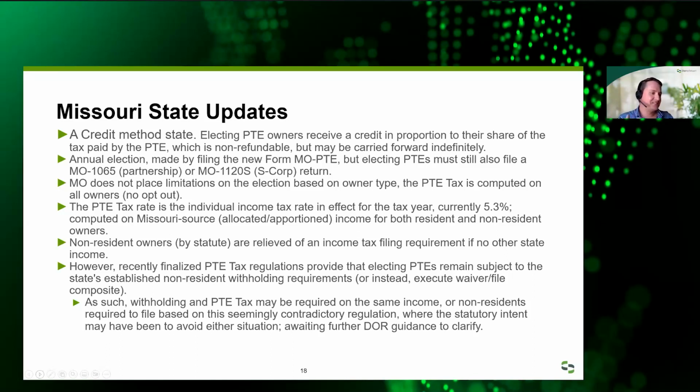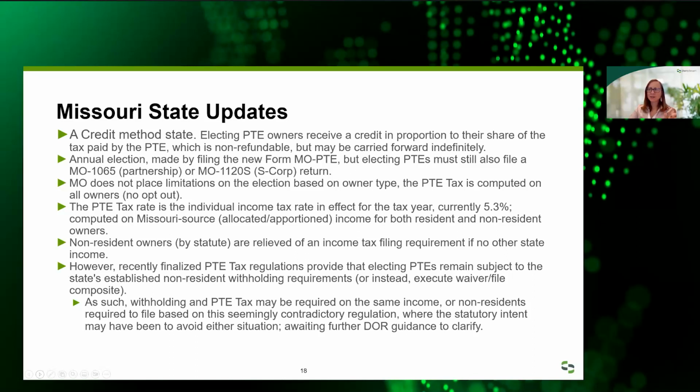One thing we're still trying to sort out with Missouri right now is that by statute, non-residents are relieved of a filing requirement if they don't have any other state source income. But then the Missouri Department of Revenue issued some regulations that were recently finalized, and within them they stated that PTEs are still subject to a withholding requirement that they were always subject to for non-residents. So, taking these two together, in order to avoid paying the PTE tax and the withholding tax, there are a few different combinations you could go through, where the individual could execute a withholding waiver but then still have to file the non-resident return, or they could jump into a composite return as a substitute for the withholding. So hopefully they'll correct that.